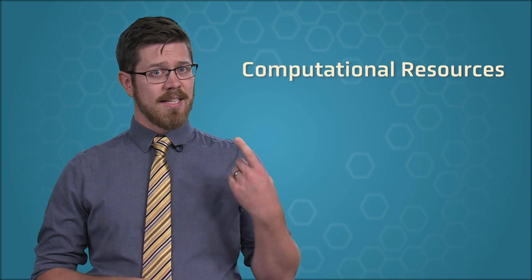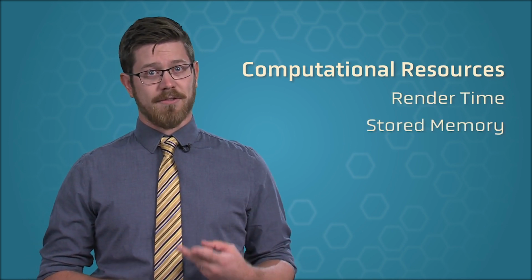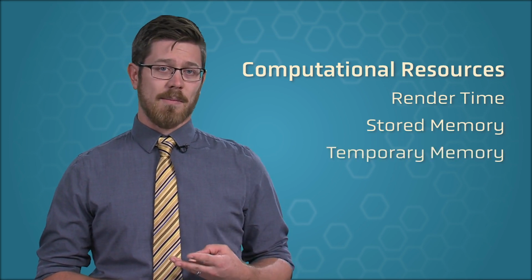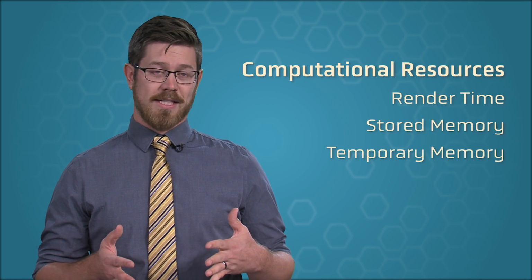Computational resources in the context of cinematic visualization refers primarily to 3 things: the amount of time that it takes to render your scene, the amount of stored memory for saved files, and the amount of temporary memory your visualization needs for processing. Let's talk about each of these in more detail.